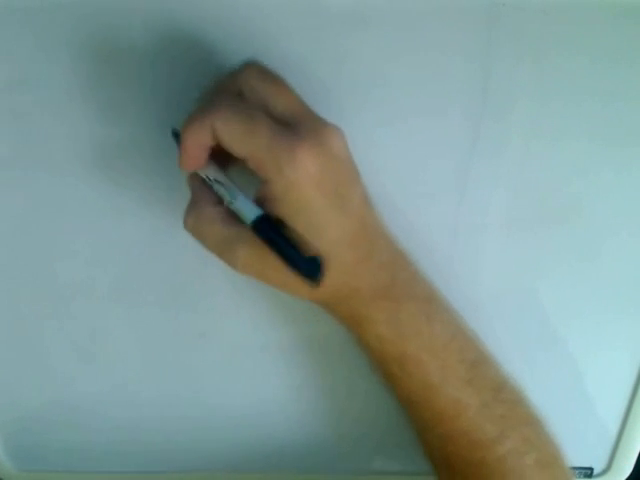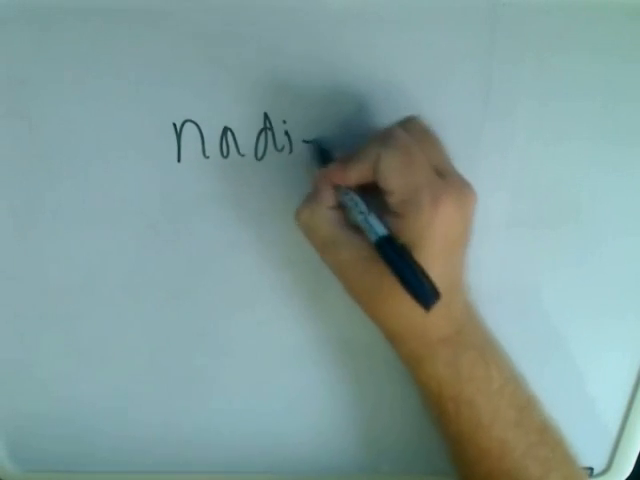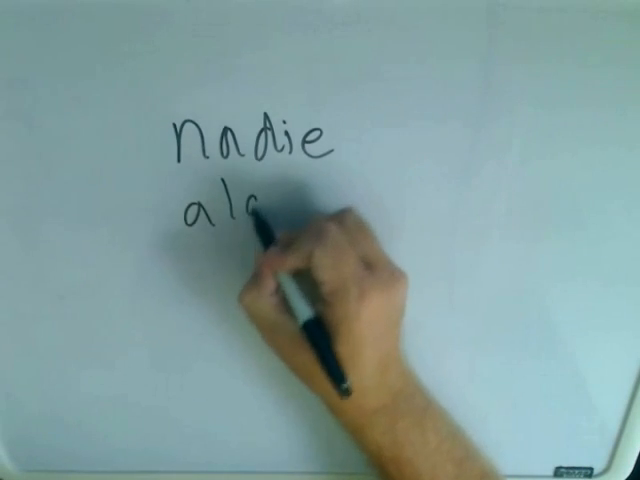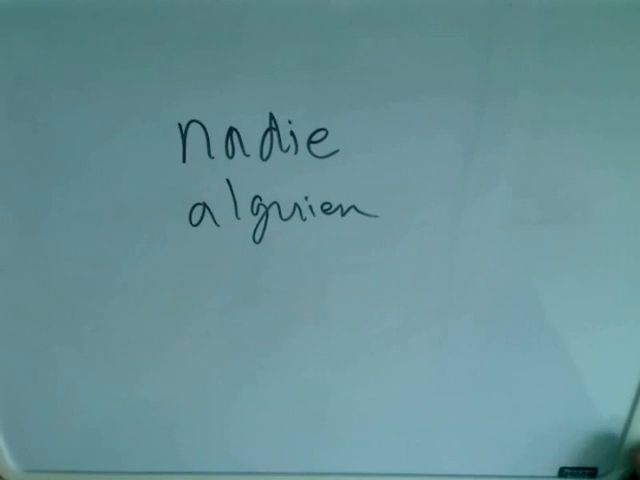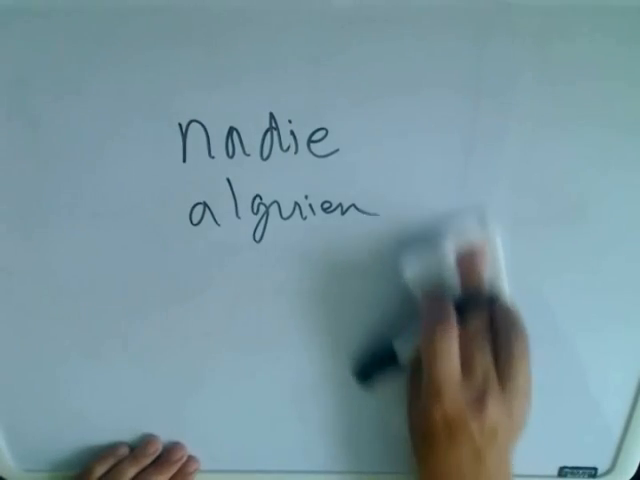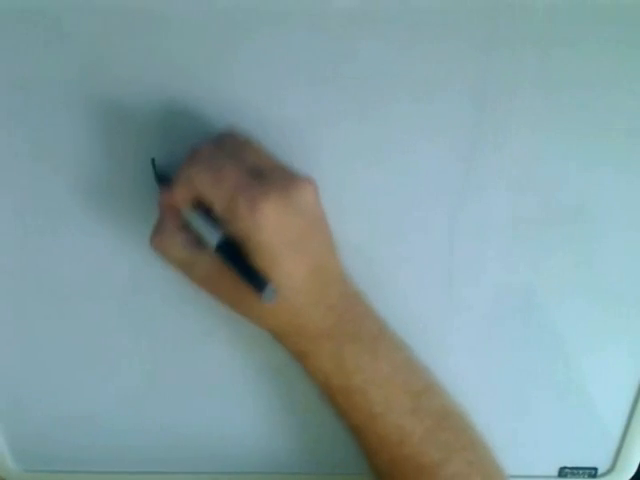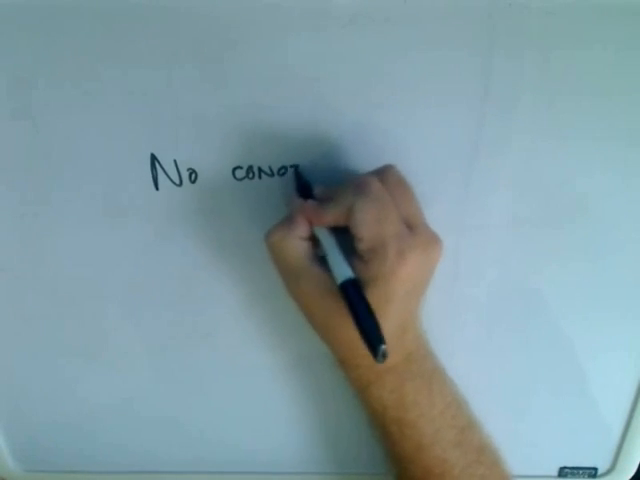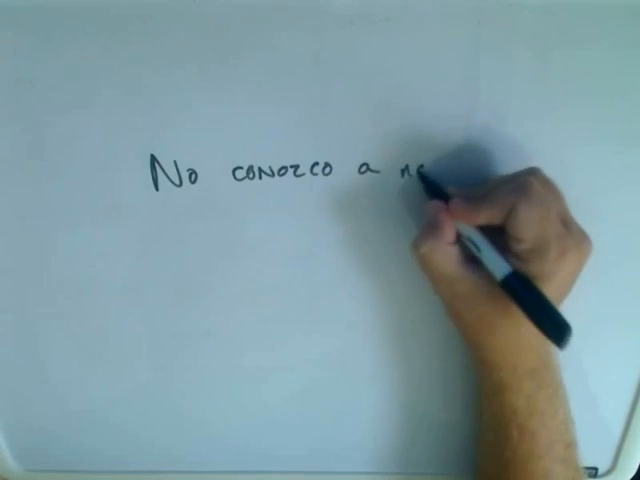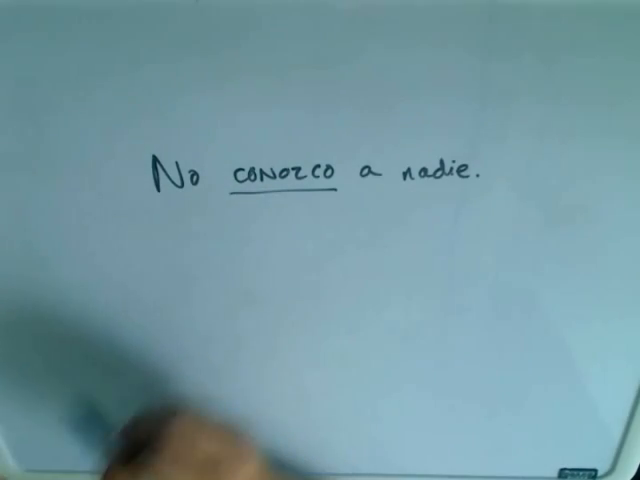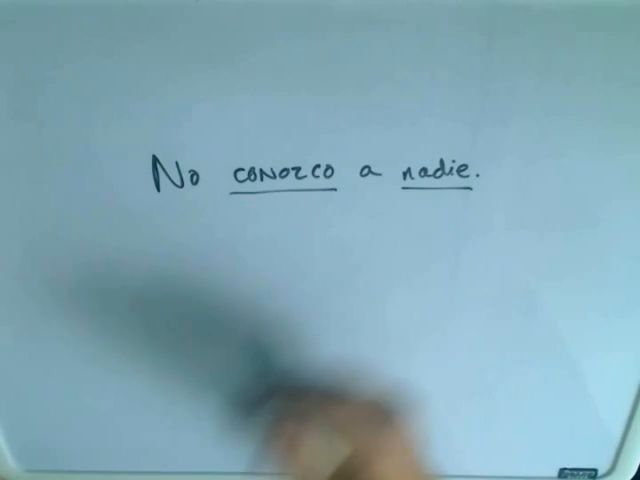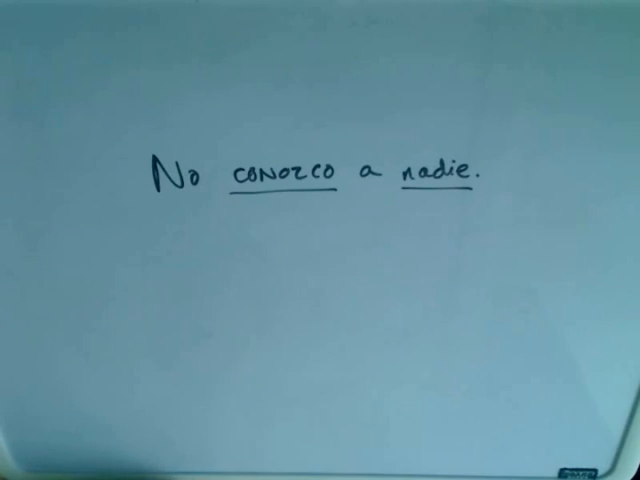Now, the personal a is also used before indefinite expressions such as nadie, no one, and alguien. Sorry for my handwriting. The whiteboard is sort of at a strange angle. Someone, right? Nadie or alguien. For example, if I wanted to say, I don't know anyone here, it would be no conozco a nadie. No conozco a nadie, right? Subject and verb, yo no conozco, nadie, direct object, that's an indefinite expression.